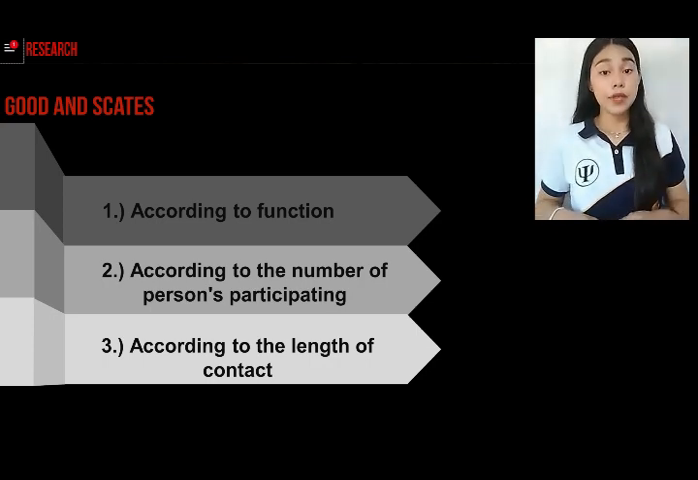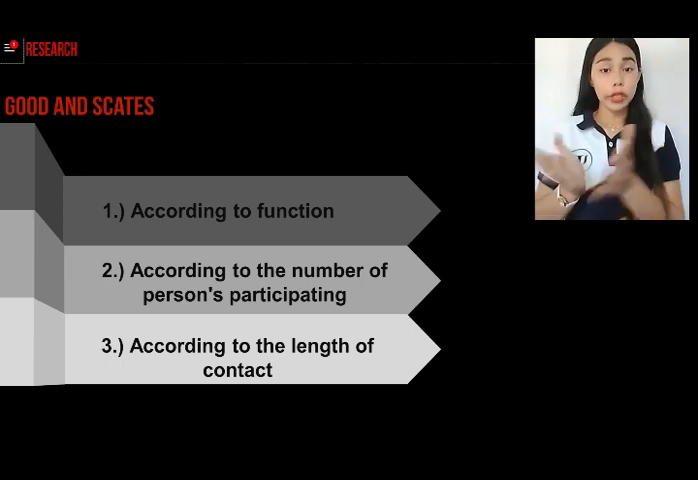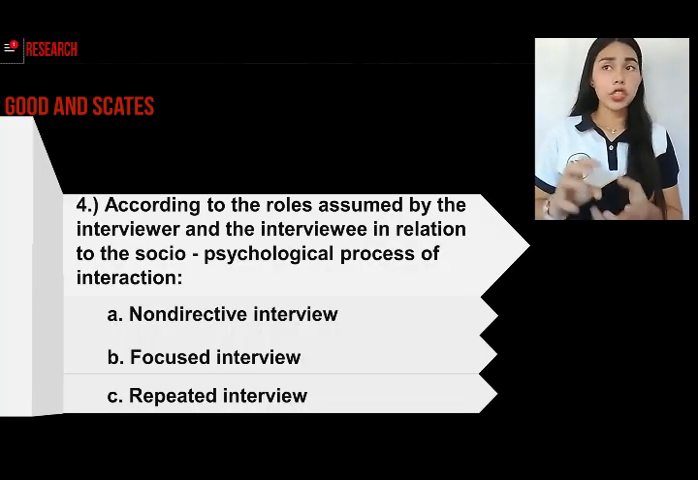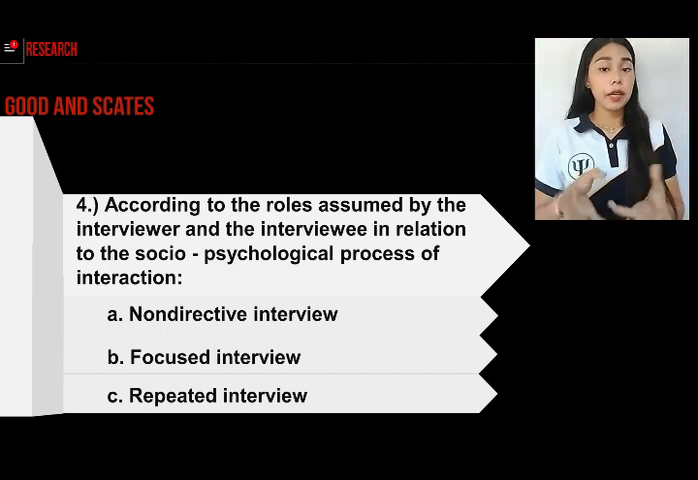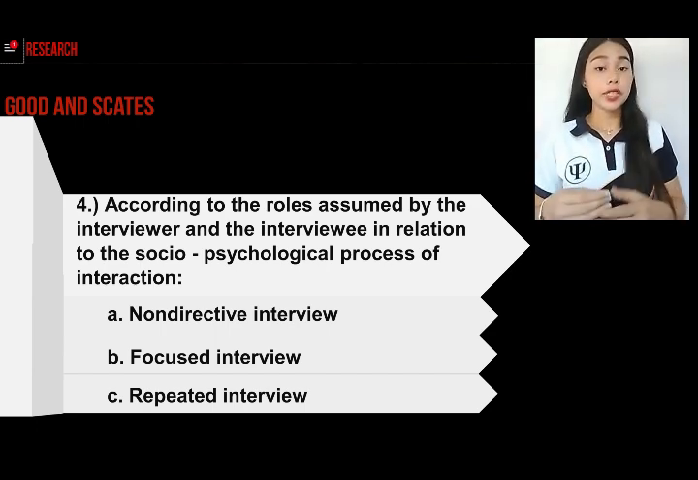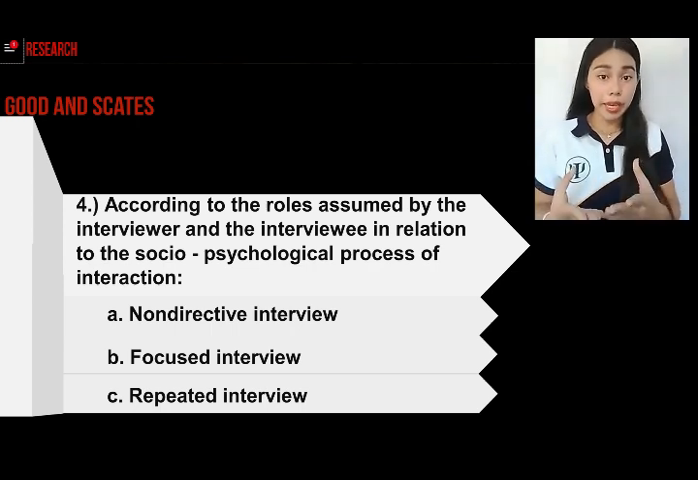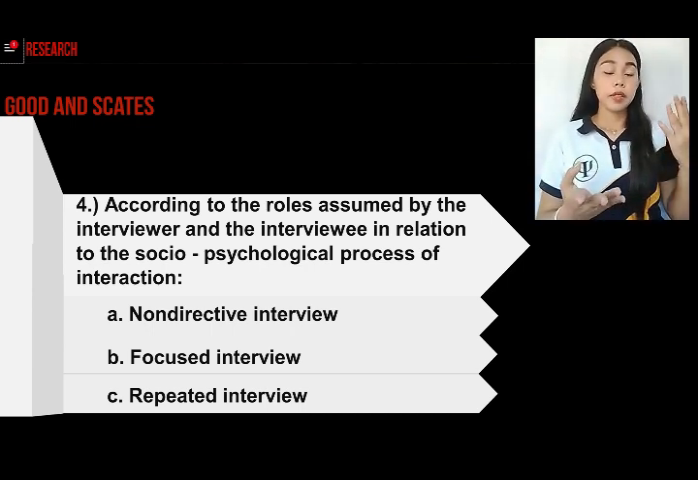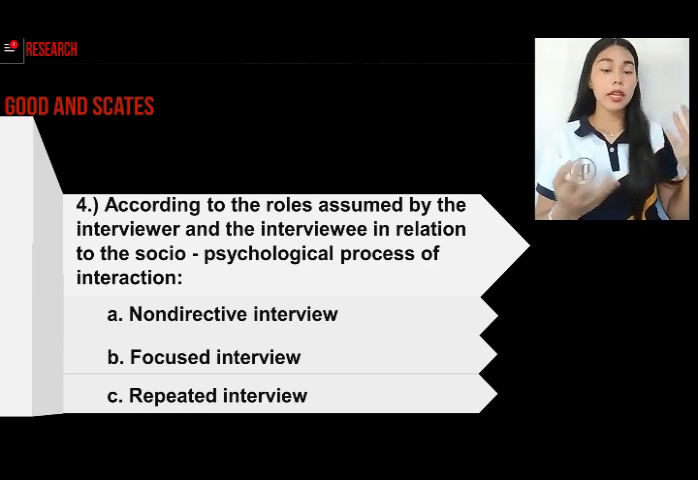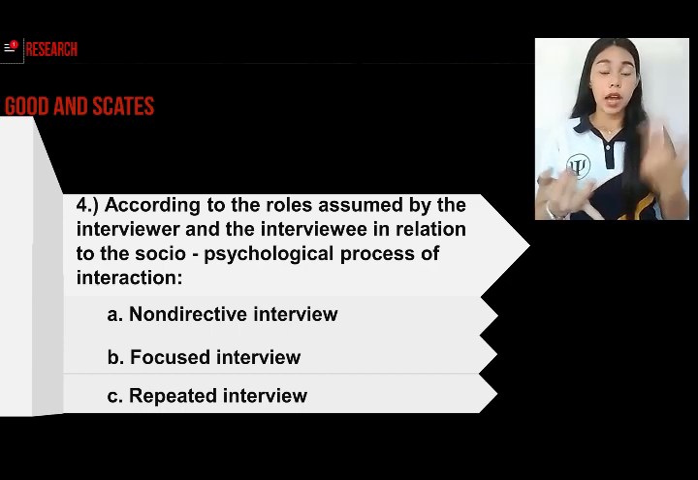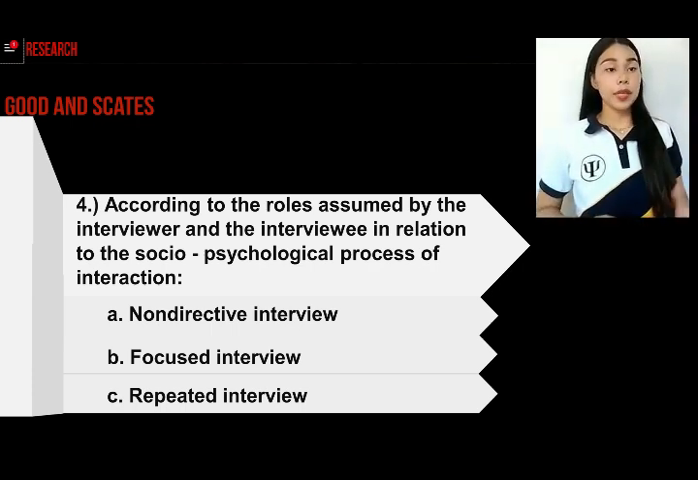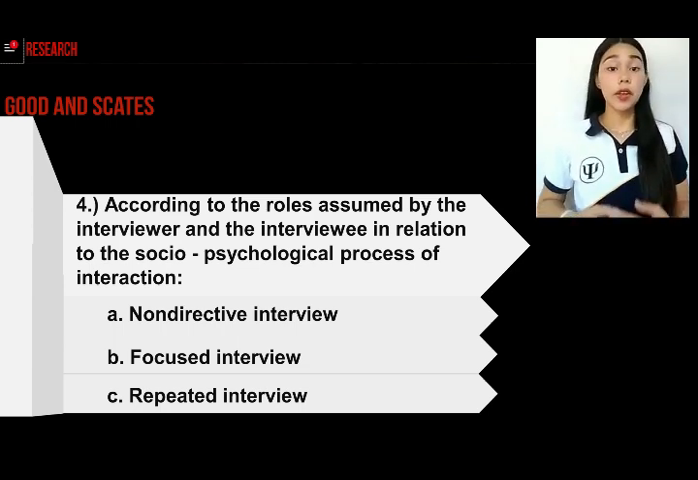The third is according to the length of contact. It could be a short contact or a long contact. And the last is the relation or assumed relations of the interviewer and the interviewee in relation to the socio-psychological process of interactions. And it could be non-directive, focused, and also repeated interview. When we say non-directive, it is unstructured, uncontrolled and unguided. When we say focused, it is a directive interview. And repeated interview is used to test the development of the socio-psychological process.